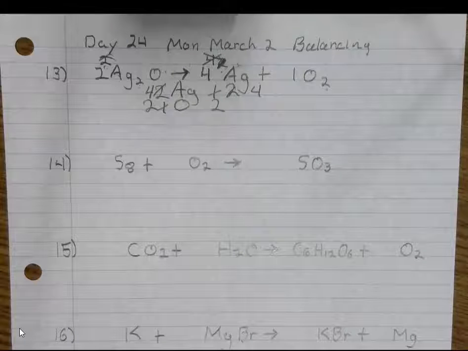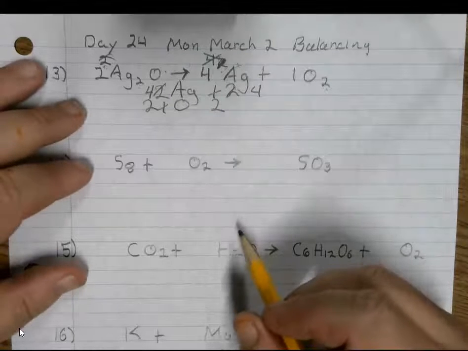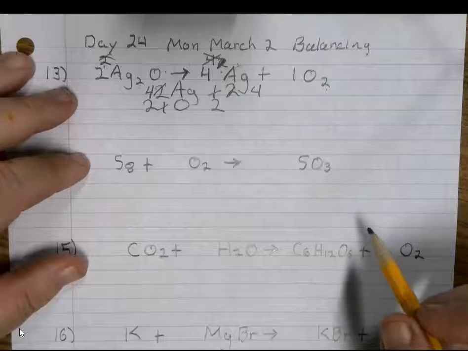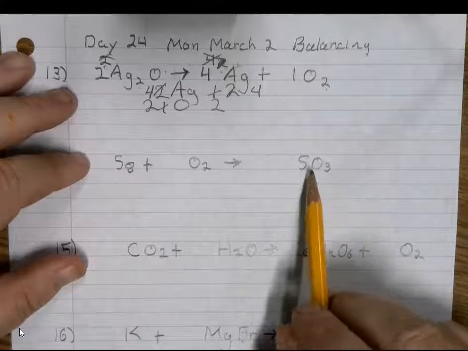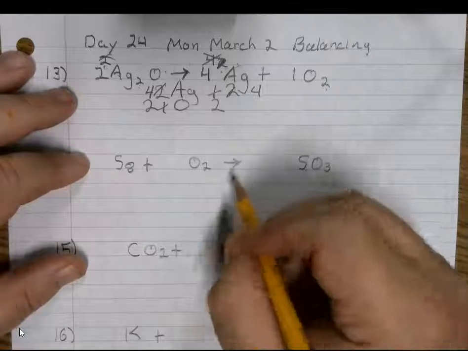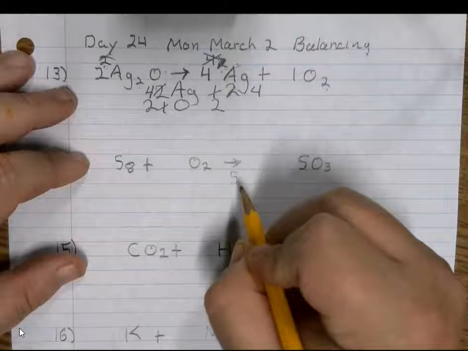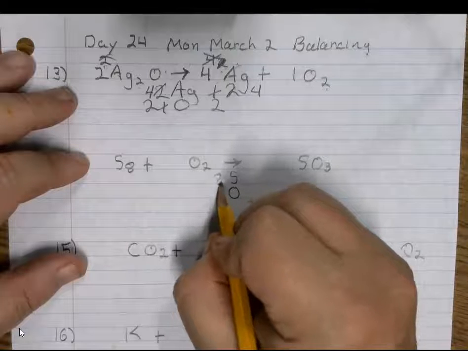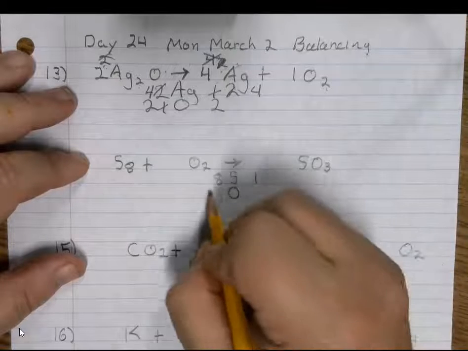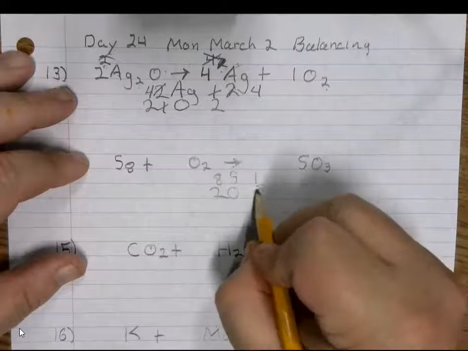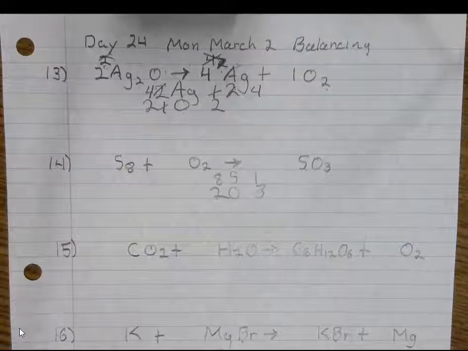All right. Let's use the box method. No, let's see. No. Because you're going to need 8 boxes to get the sulfurs to balance, so let's not use it there. So we're just going to have S and O. You have 8 on this side, 1 on this side. You have 2 on this side, 3 on this side. Go ahead and put the sulfurs in balance.